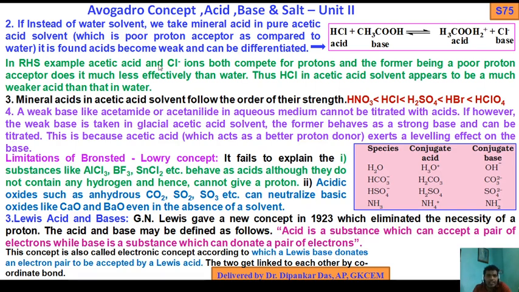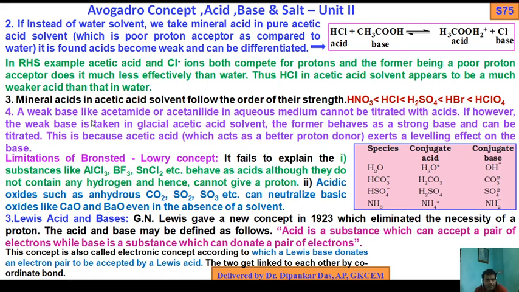So on the right hand side, acetic acid and Cl minus ions both compete for protons, and the former, being a poor proton acceptor, does it much less effectively than water. HCl in acetic acid solvent appears to be a much weaker acid than in water. So mineral acids in acetic acid solvent follow an order of strength. When you consider acetic acid as a solvent, the order of mineral acids will be nitric acid less than HCl, less than H2SO4, less than HBr, less than HClO4.